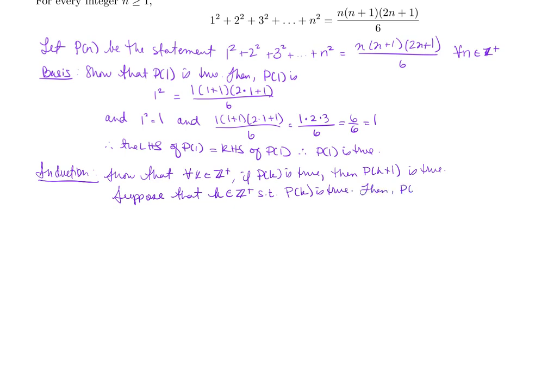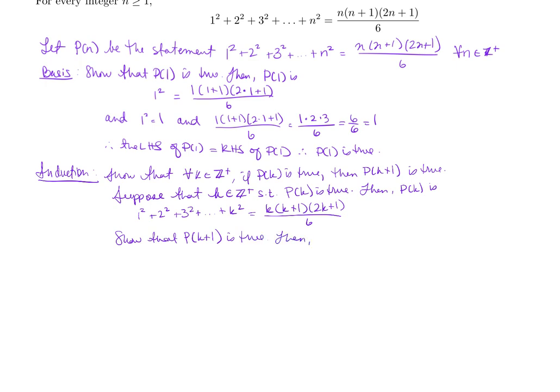Then we know that P(k) is 1 squared plus 2 squared plus 3 squared plus all the way up to k squared, and it's going to equal k times (k plus 1) times (2k plus 1) all over 6. And now remember, this is where in the next part we need to show what P(k plus 1) is. So we must show that P(k plus 1) is true.